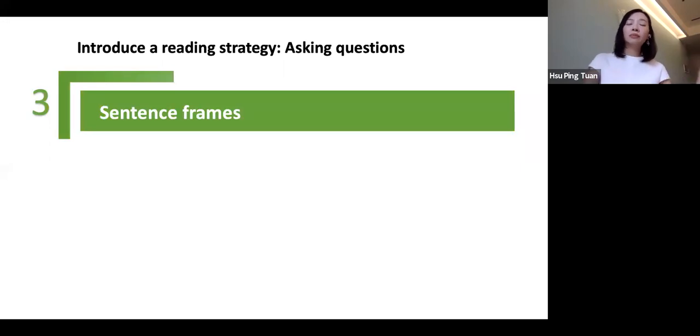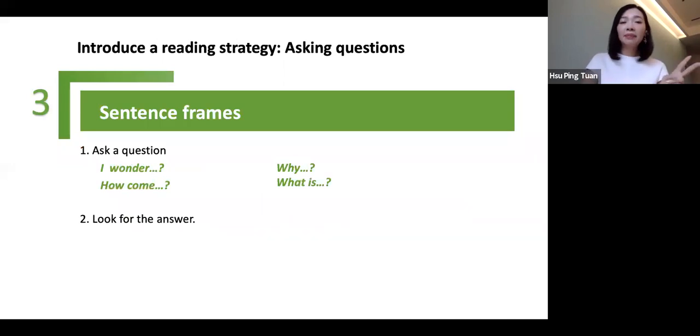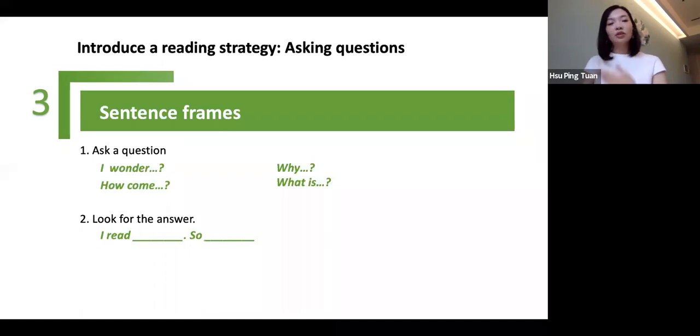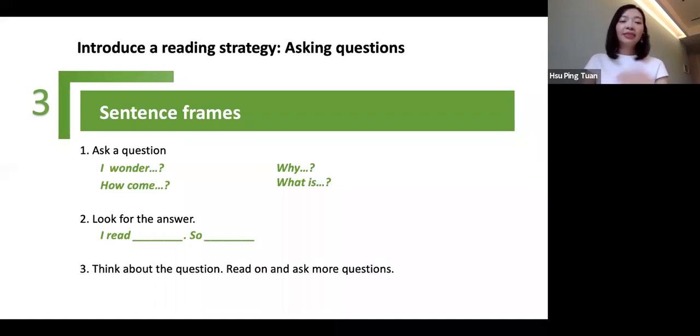After knowing how to use this reading strategy, I'm going to provide students with sentence frames to help them describe the process of their thinking. So the first step is asking a question, right? I'll tell them they can use English sentence frames like, I wonder, how come, why, what is. As for the second step, looking for the answer, students can try this sentence frame to describe the process: I read blank, so blank. And then the last step is that students will need to think about the question, read on, and ask more questions. So I will provide this sentence frame. They can say, now I wonder.